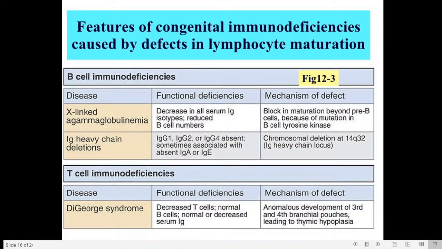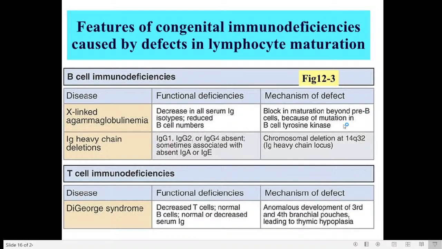These are all very important things from the exam point of view, because they ask very simple, basic questions. But because we are in a diverse field, we are not focusing on this kind of thing, so we want to understand. If there is X-linked agammaglobulinemia, it means there is a block in maturation beyond the pre-B cell.